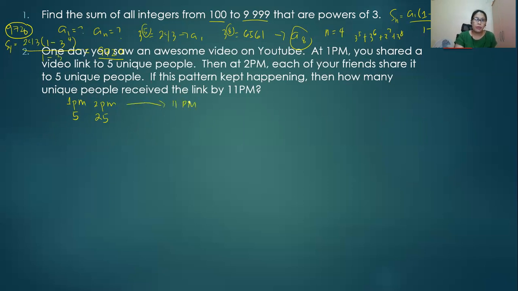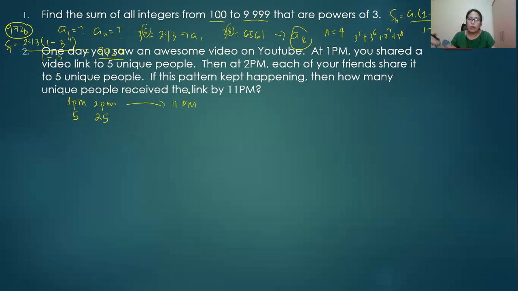Now we have to note that this problem is about geometric series, because if this pattern kept happening, then how many unique people received the link by 11 p.m.?